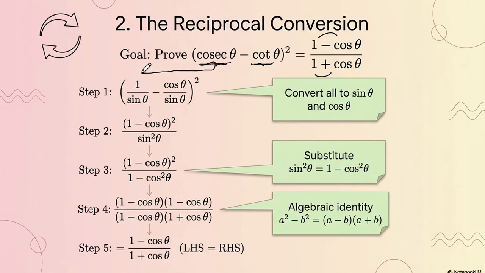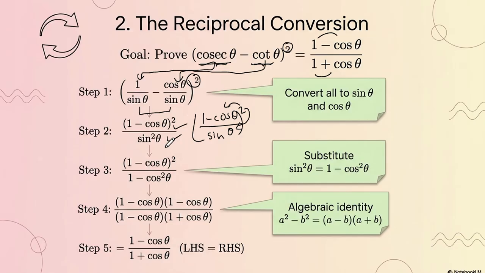So cosec is nothing but 1 upon sin theta, cot is nothing but cos theta upon sin theta, and the whole square as it is. Now the denominator is the same, so we just subtract the numerators. So (1 minus cos theta) divided by sin theta, and the whole square. If we split the square, the numerator is (1 minus cos theta) the whole square, and taking the square in the denominator, it becomes sin square theta.